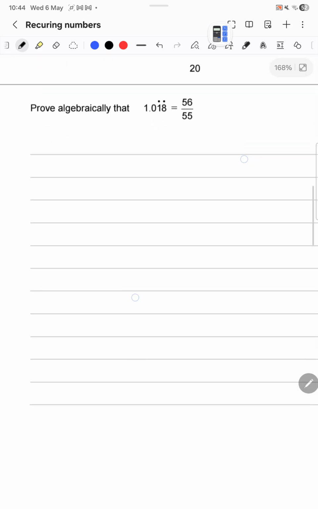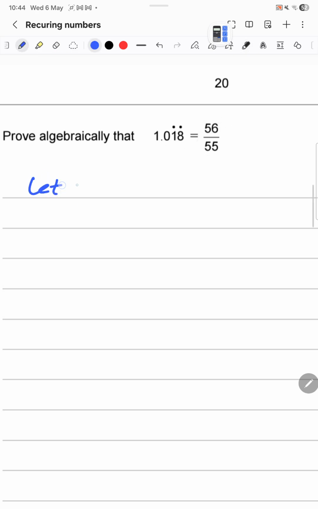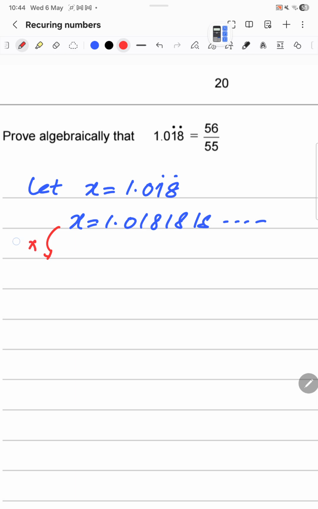All right, so we've got one more question. In this question we need to prove that this recurring decimal number equals this fraction. So let's say again x equals 1.018 recurring, so x equals 1.0181818 repeating infinitely many times. If you times by 10 on both sides, 10x would be, the decimal point will move one digit to the right, so it will become 10.181818 and so on.